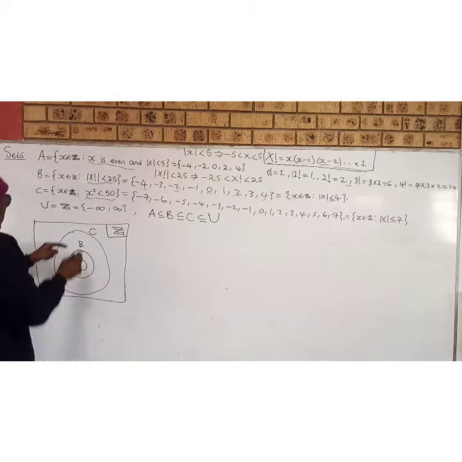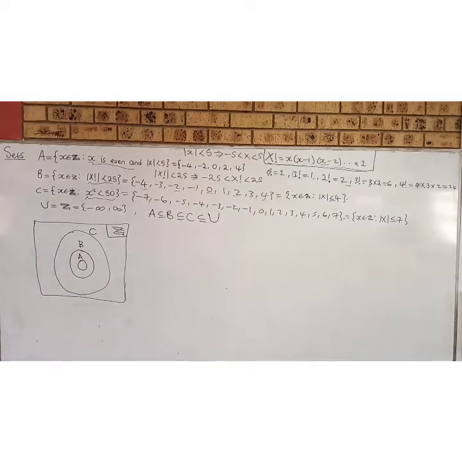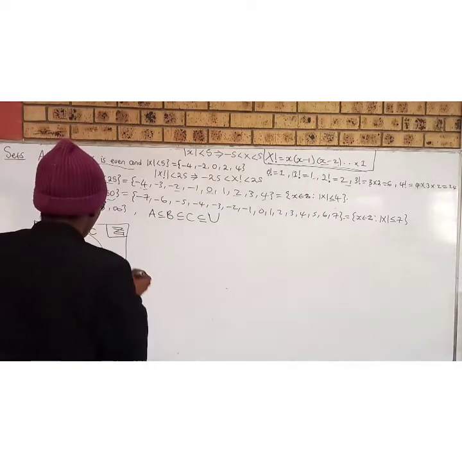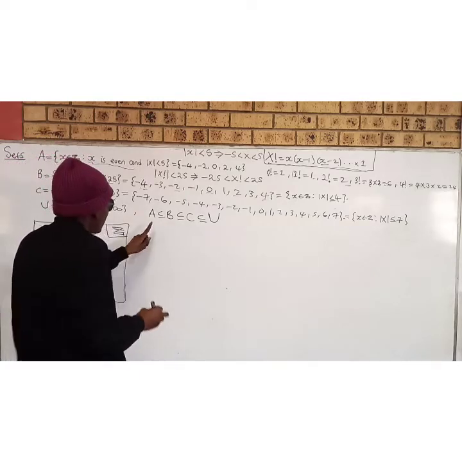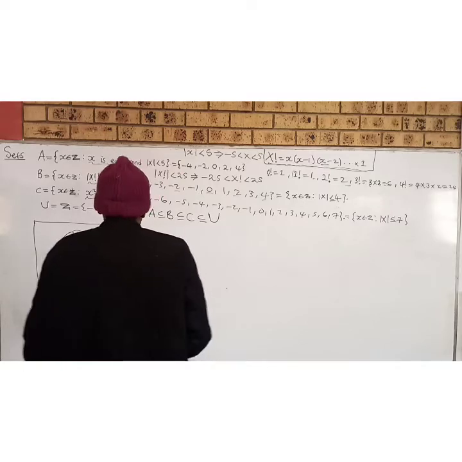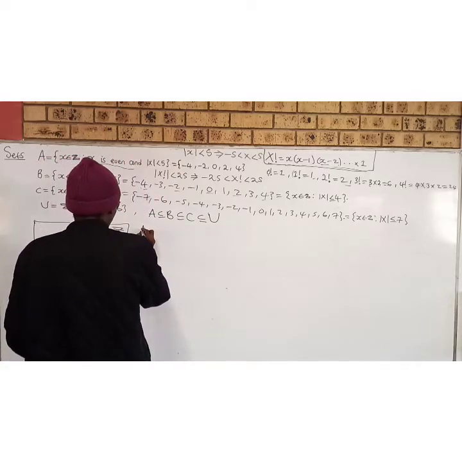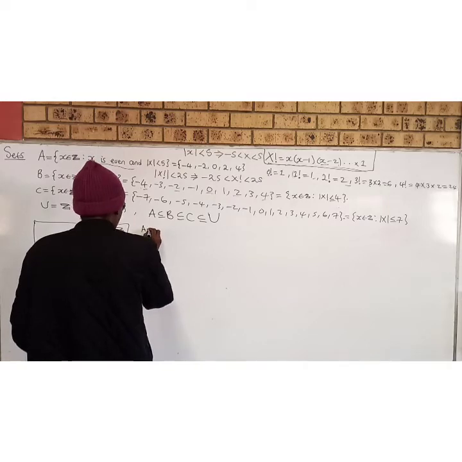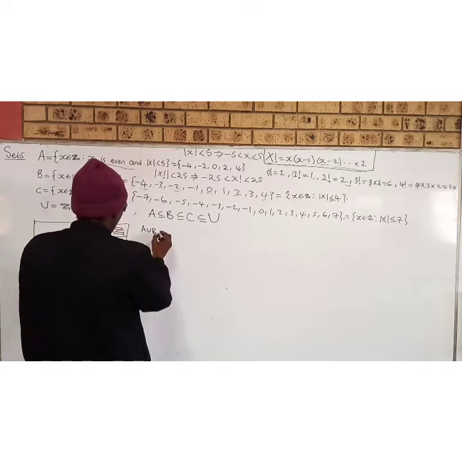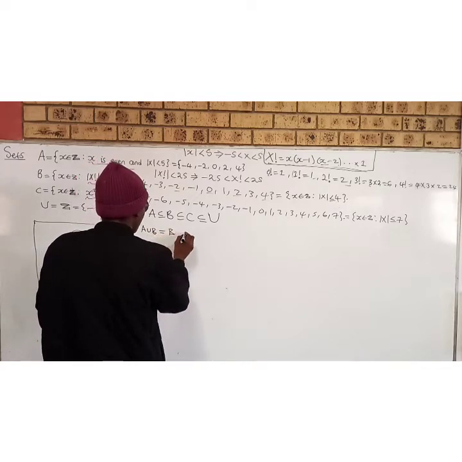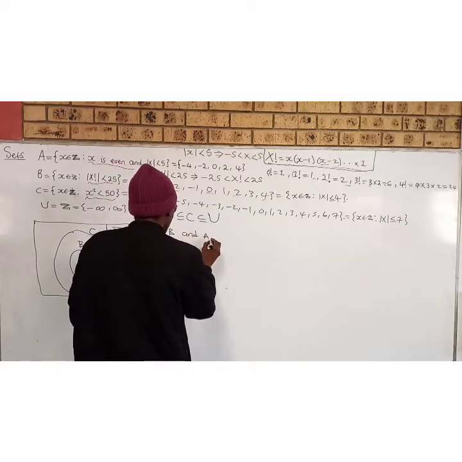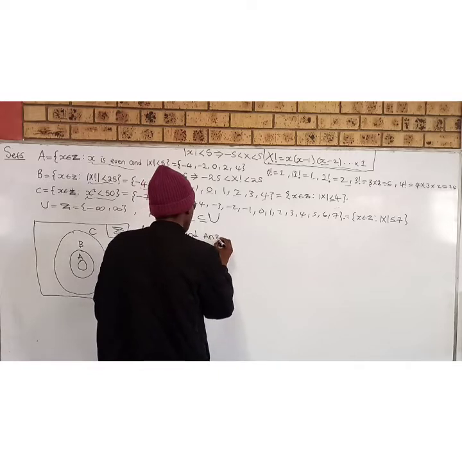And B also is inside C. So you see how this indicates. This will help you understand if you have to list the elements. Let's start with something that we have to see here. We know very well that A is a subset of B. So in that case, what is A union B? Since A is in B, A union B is B, and A intersect B is A.